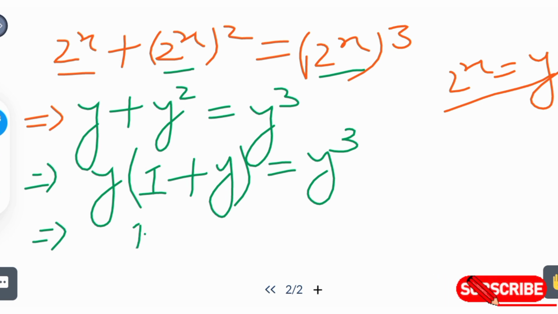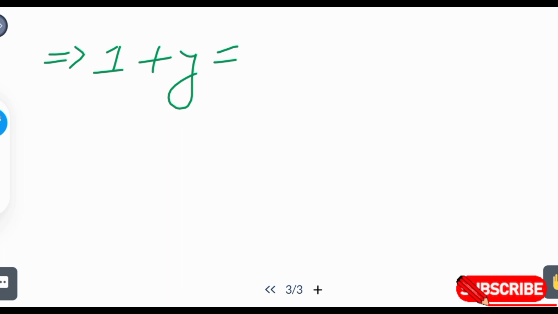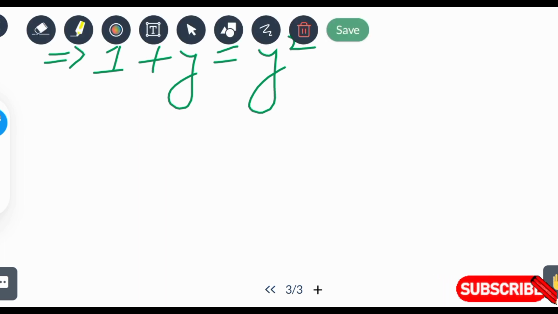Now what we can do here, 1 plus y equals to y cube by this y. So this y I have brought here. Now if I cancel this, I'll get y square. All right, now let's continue this one. Now we are left with 1 plus y equals to y square.